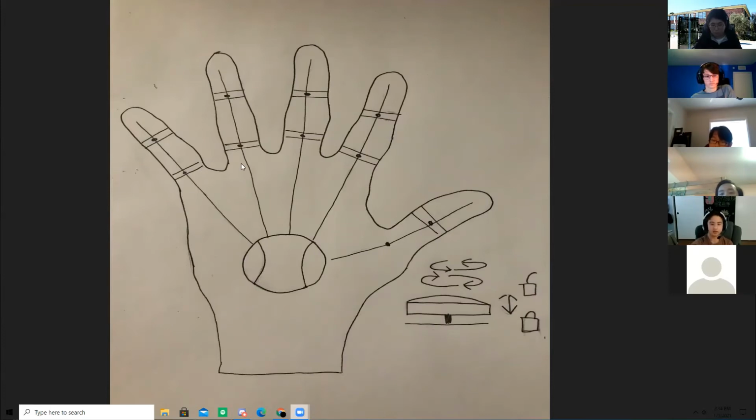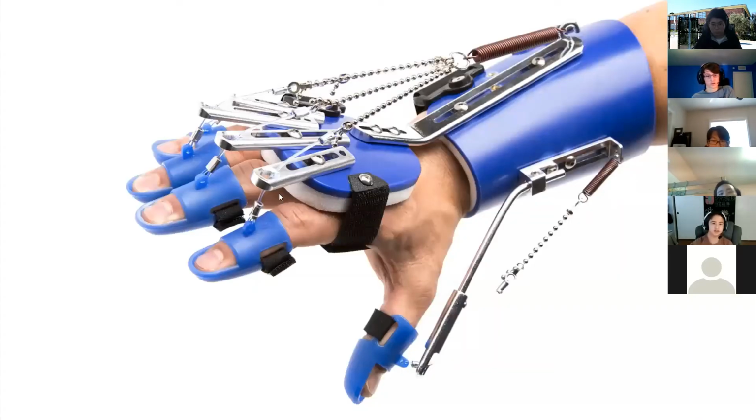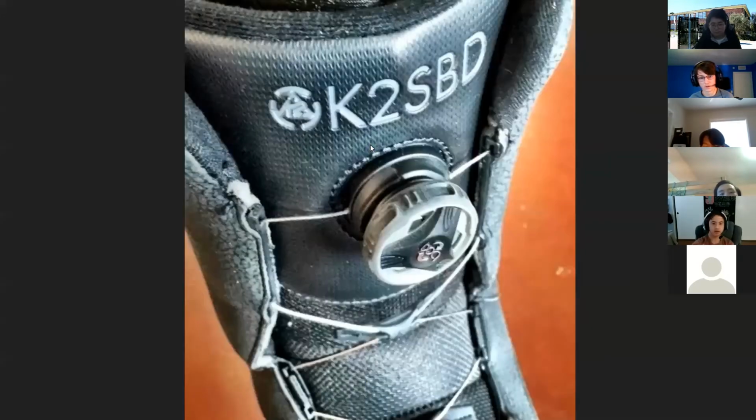So basically it's kind of like this, but then you can tighten it and do whatever you want, and the tension will be on the back of your hand. This is what I meant by the snowboard type thing. You turn this to tighten the laces and it pulls the cables in. And then you can push it down to lock it, depending on what you want to do.